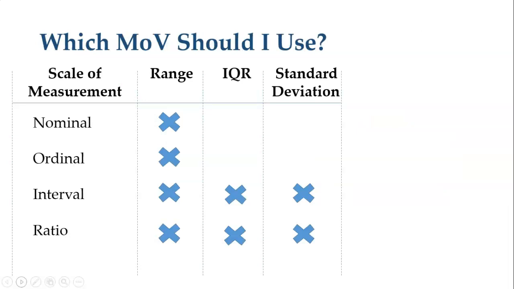Okay, so to end, we can use measures of variability for different scales of measurement. We can only use the standard deviation, which is the most powerful, with the interval and ratio scales of measurement, similar to what happened with the mean and the median. And the range is similar to the mode. You can use it with nominal, ordinal, interval, and ratio. Okay? Thank you so much for watching this video.